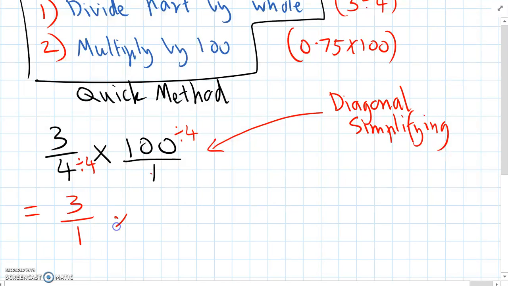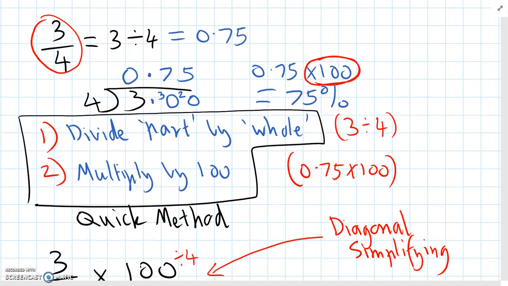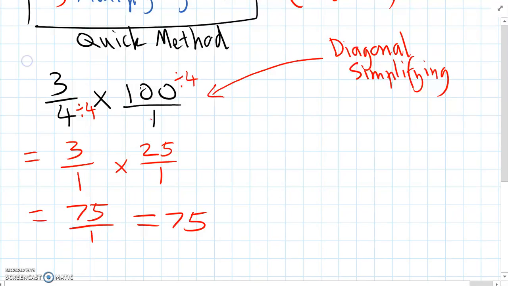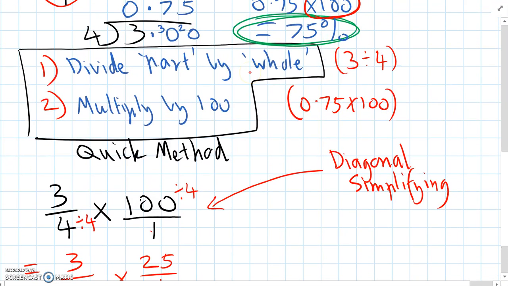Now we have 3 over 1 times 25 over 1. And we can do this much easier now. So 3 times 25 is 75 over 1. That's just the same as 75 on its own. And looking back to our original answer, 75% is what we figured out using the other method. So, following this quick method, we divide the part by the whole and then multiply by 100 is how we can find the percentage.